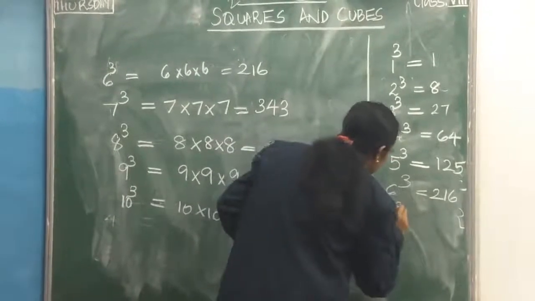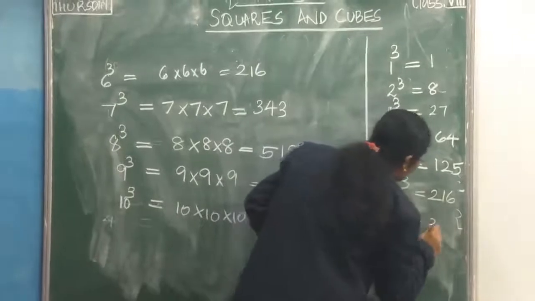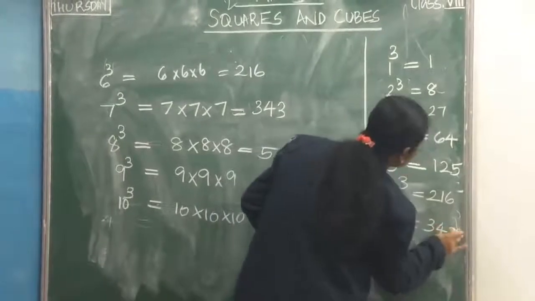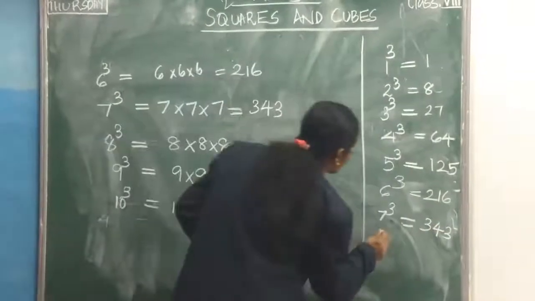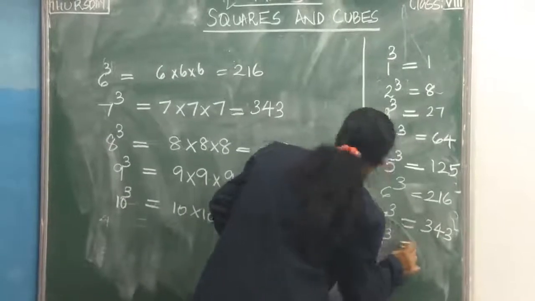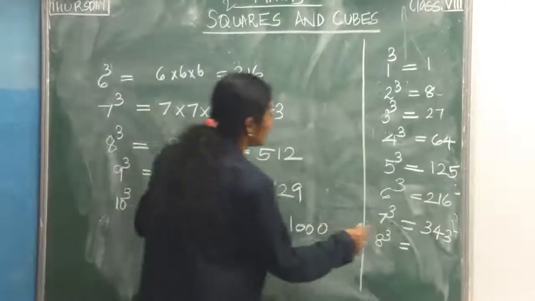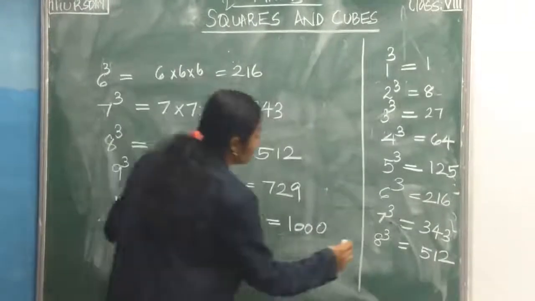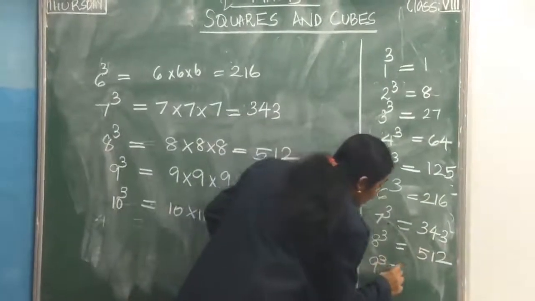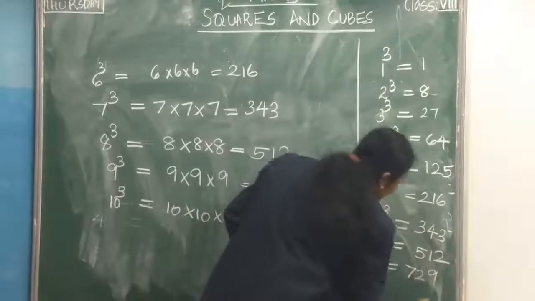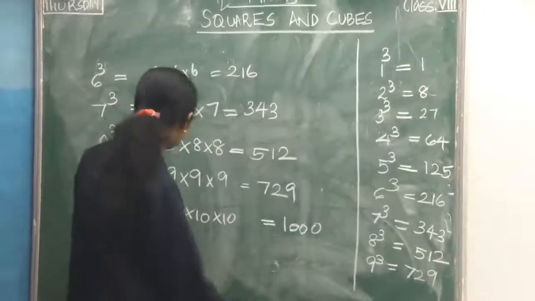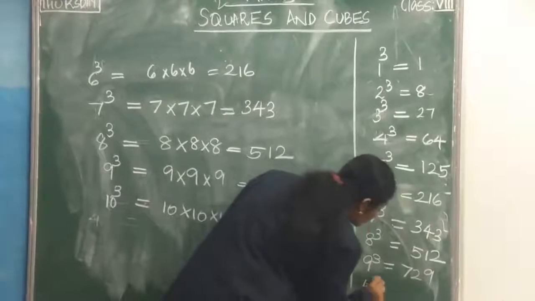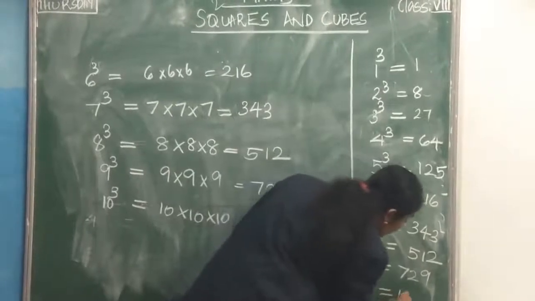7 cube you are getting 343. Next 8 cube, that is 512. 9 cube, 729. Next 10 cube, 1000.